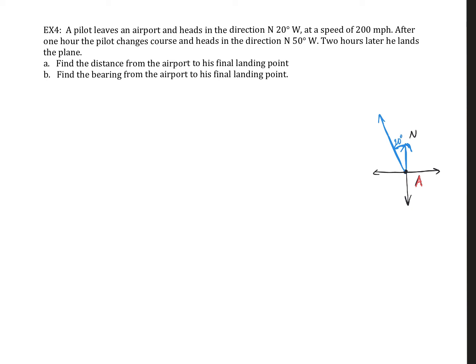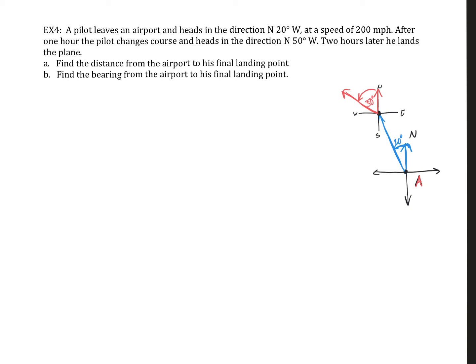And then what happens? After 1 hour, the pilot changes course and heads in the direction north 50 degrees west. Okay, so at this point here, changes direction and heads. This is north, south, west and east. It stops, changes north 50 degrees west. It's a little further, north 50 degrees west. 2 hours later, he lands the plane.